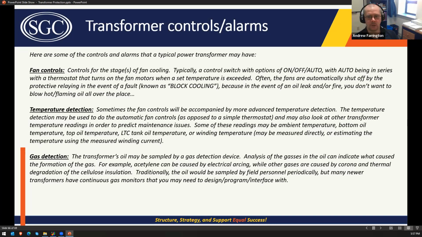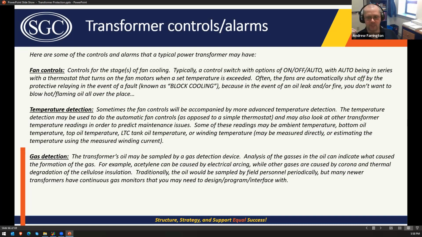measurement. Gas detection. Don't confuse this with looking at the gas that's in the tank. Like if you have a nitrogen blanket, you're not actually sampling the gas that's in the tank. What you're doing is you're sampling the oil and then looking for trace gases within the oil to look for maintenance issues. So for older transformers, monthly or quarterly or whatever, they'll go and there'll be a little drain valve at the bottom of the transformer tank, and they'll open up the valve, take a little sample and shut it back off, and then send that to somebody to test the oil.